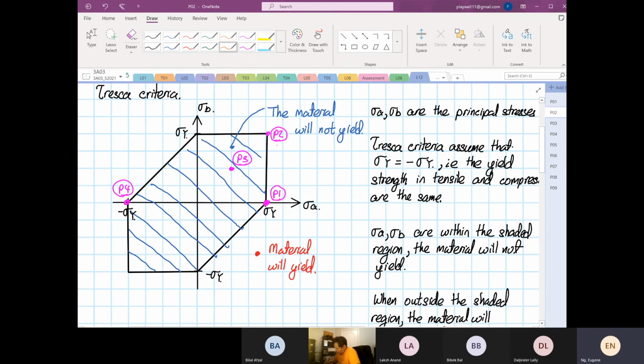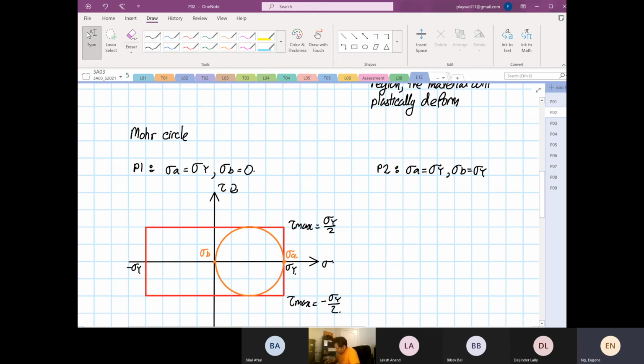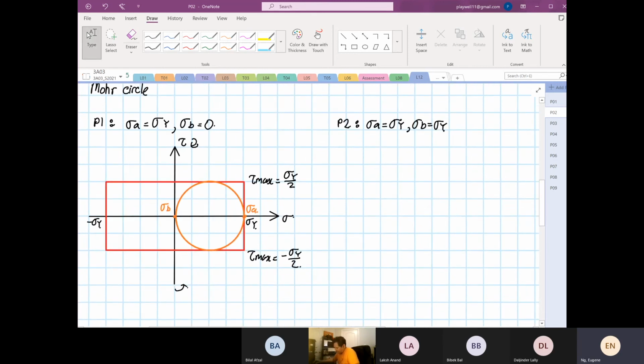Point number 2, right? So I'm going to write down here. Point number 2 is where stress A is equal to stress U, and stress B is going to stress U, right? This is a situation where you will not get a circle.